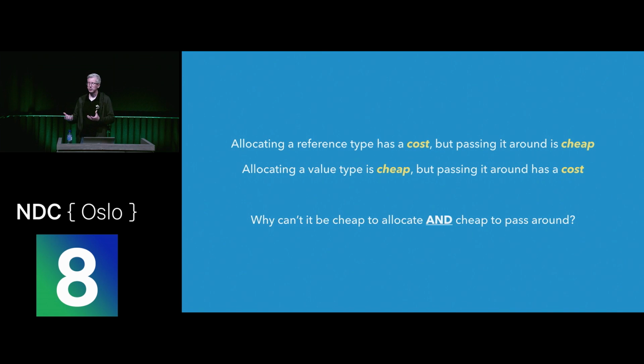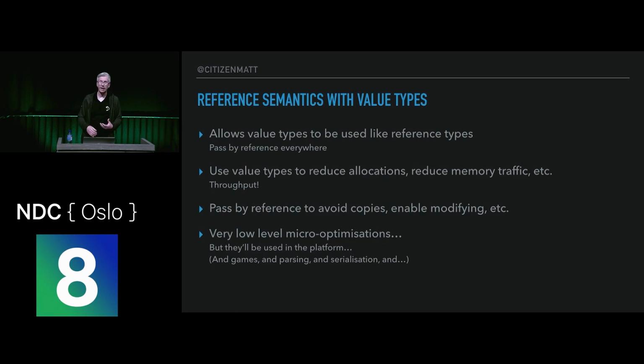I can't necessarily modify it, and there are costs associated with that. So why can't we just have the best of both worlds? Why can't it be cheap to allocate and cheap to pass around? And that's what reference semantics with value types means. Basically, it allows us to treat value types as though they were reference types. So we can pass these value types around by reference, and we get all the benefits. We get to use value types to reduce the amount of allocations because everything lives on the stack, and that then reduces our memory traffic, our garbage collections, and so forth, and that then gives us better throughput.